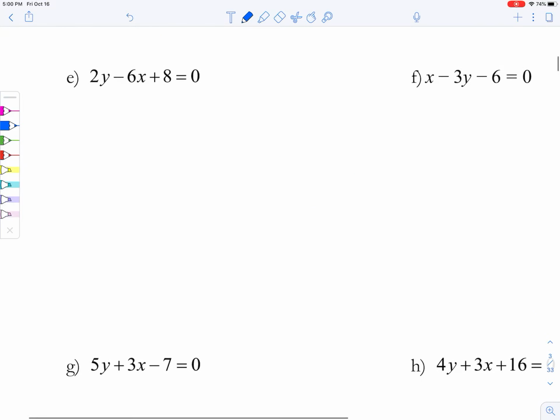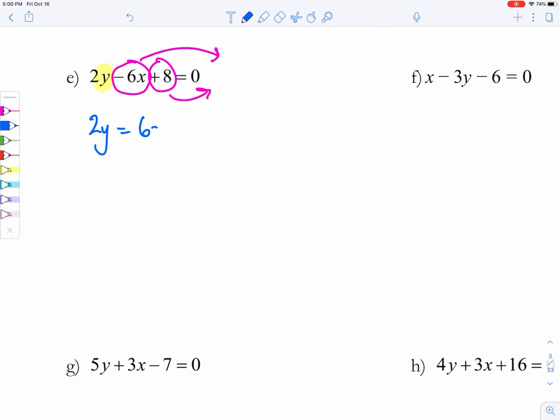For E, we want y by itself. So the first thing I'm going to do is bring this and that over to the other side. So 2y equals minus 6x turns into positive, and adding 8 turns into subtracting 8. We want y by itself, and it's being multiplied by 2, so we're going to divide every single part by 2, and we get y equals 3x minus 4.